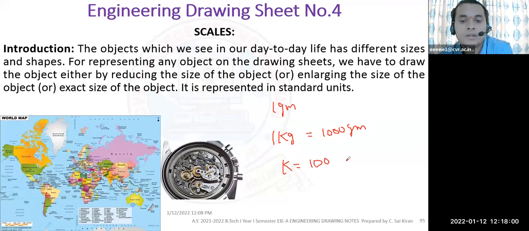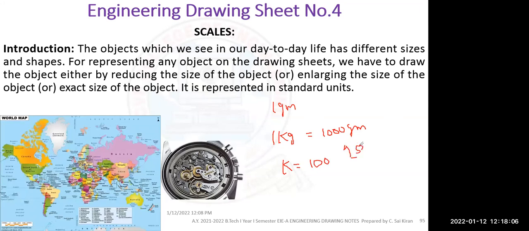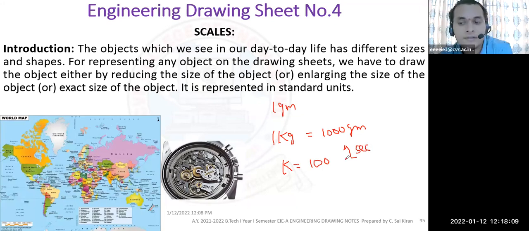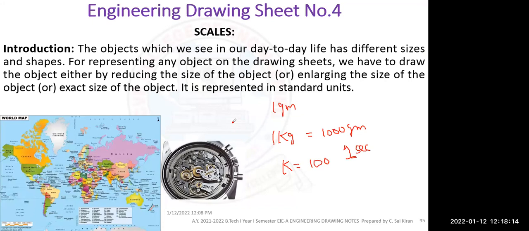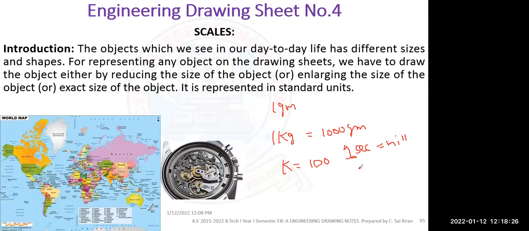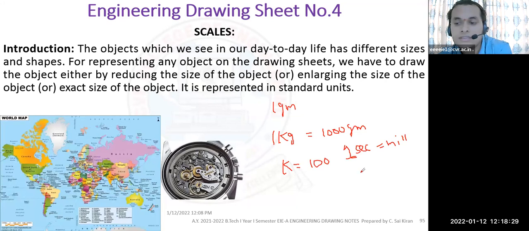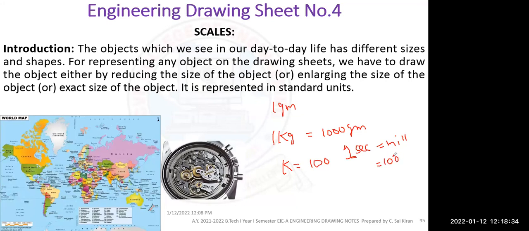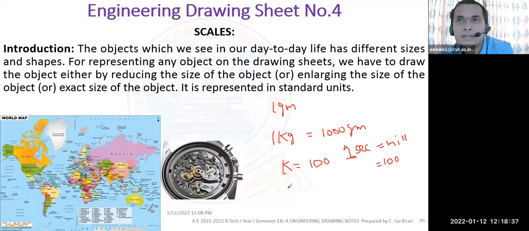Similarly, there is a 1 second example. Second is the unit of time. So 1 second I have taken. What is lesser than 1 second? Anyone know what is lesser? Millisecond. So 1 second equals how many milliseconds? It is 1000 milliseconds. So milli is nothing but 1 by 1000.